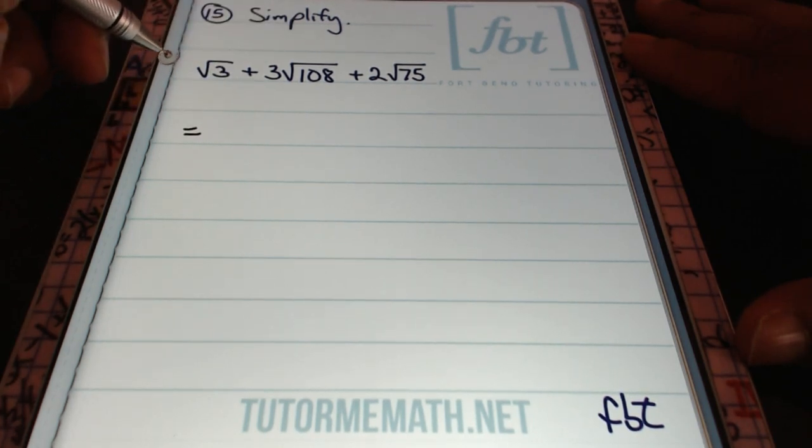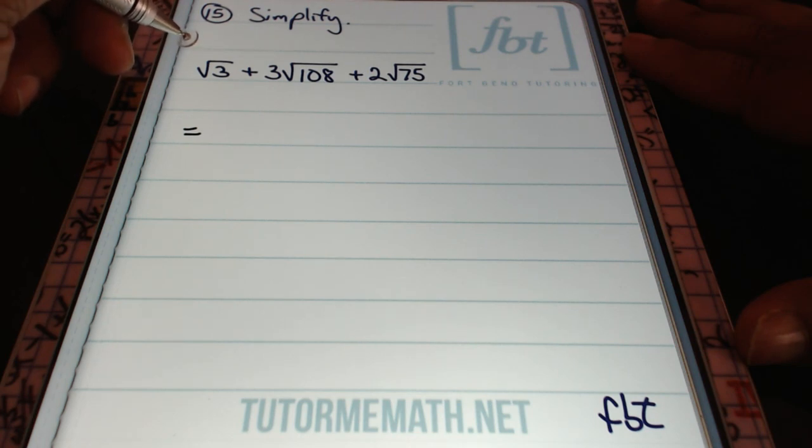We have the square root of 3 plus 3 times the square root of 108 plus 2 times the square root of 75. You want to simplify the square roots as much as possible prior to adding them.